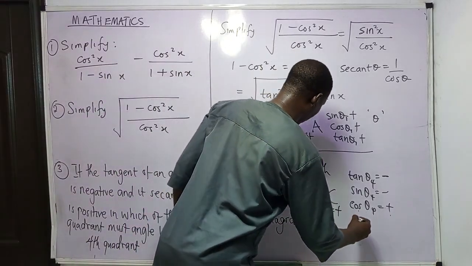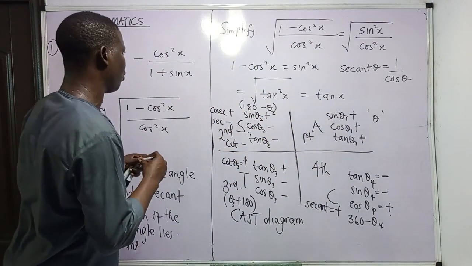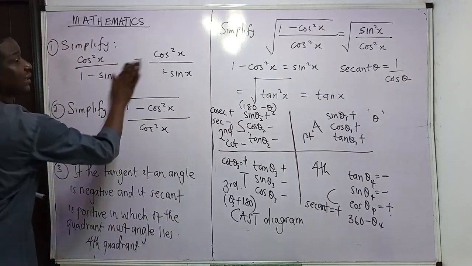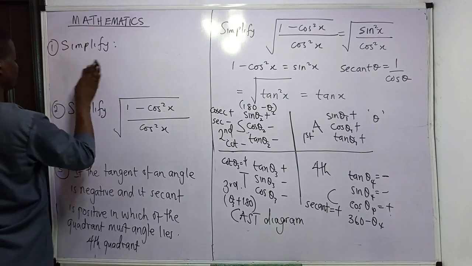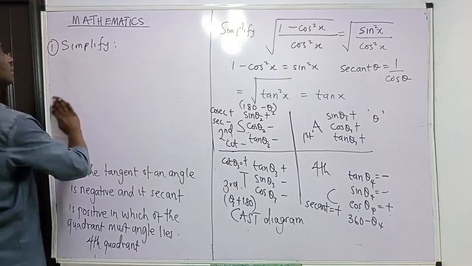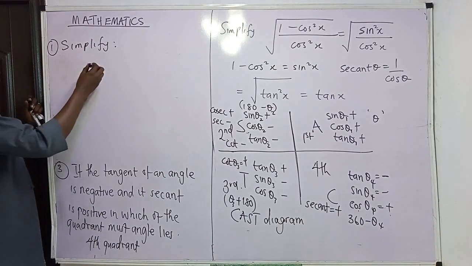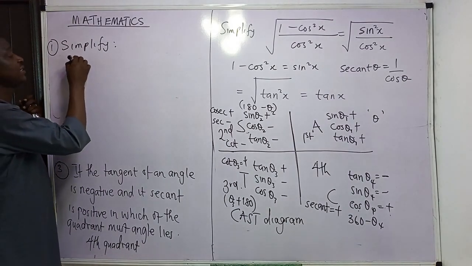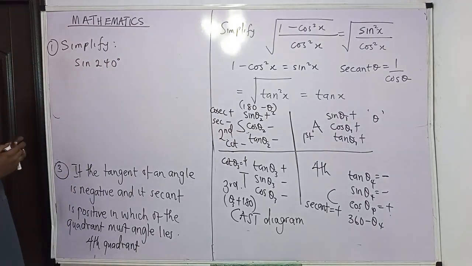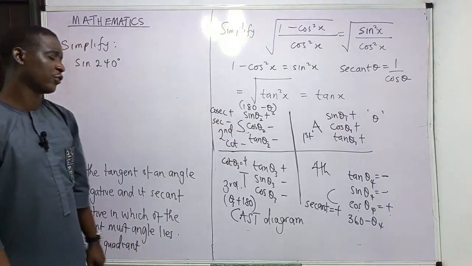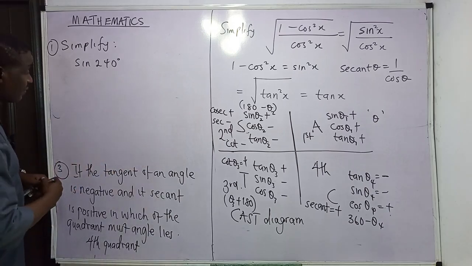That means the angle in the fourth quadrant is what? 360 minus theta 4. For instance, look at what I'm saying. Now they give us something like this. Let's say sine 240. 240 is in the fourth quadrant, I mean third quadrant, as the case may be.